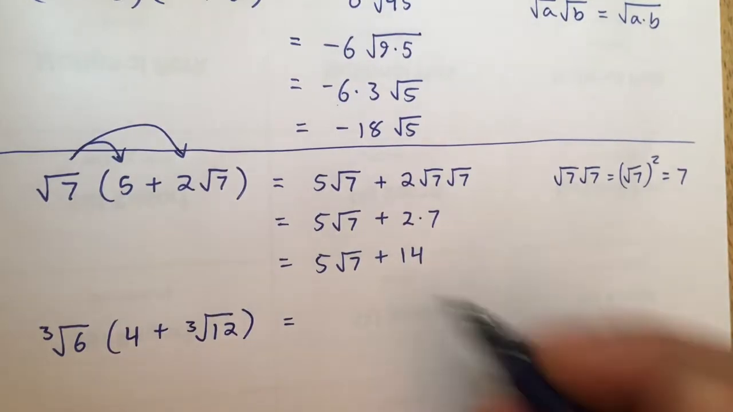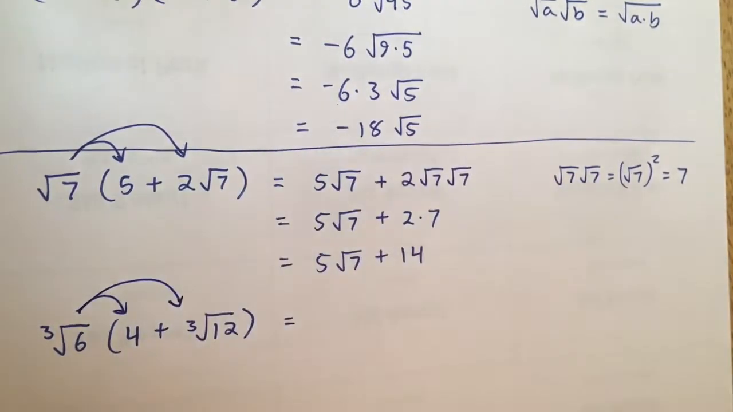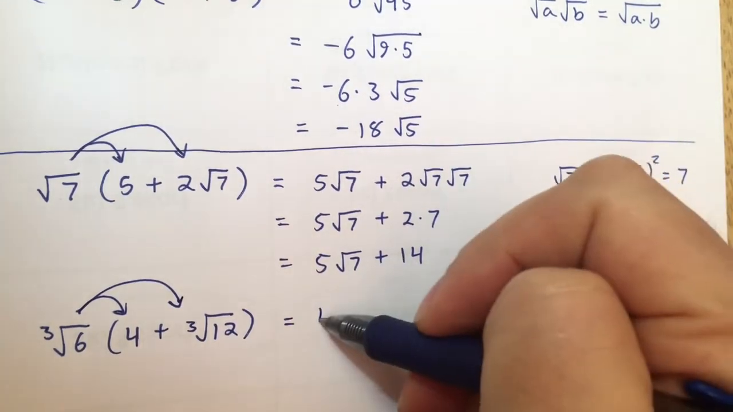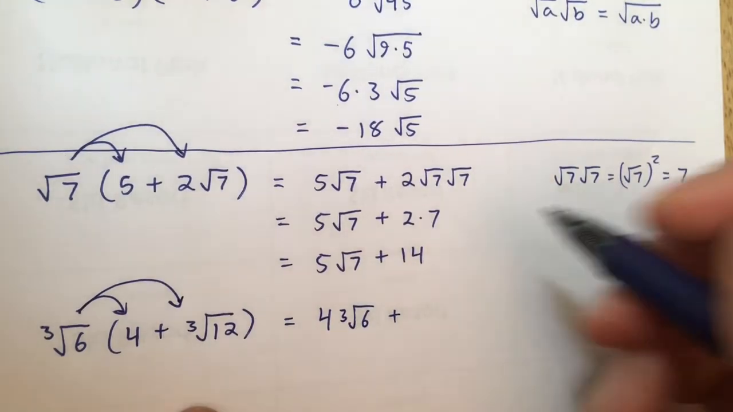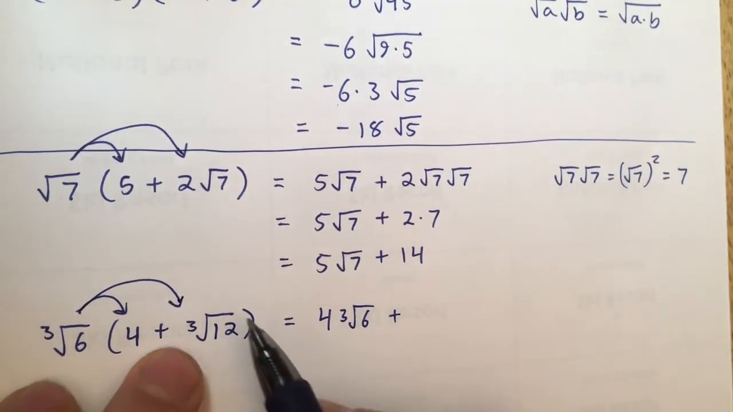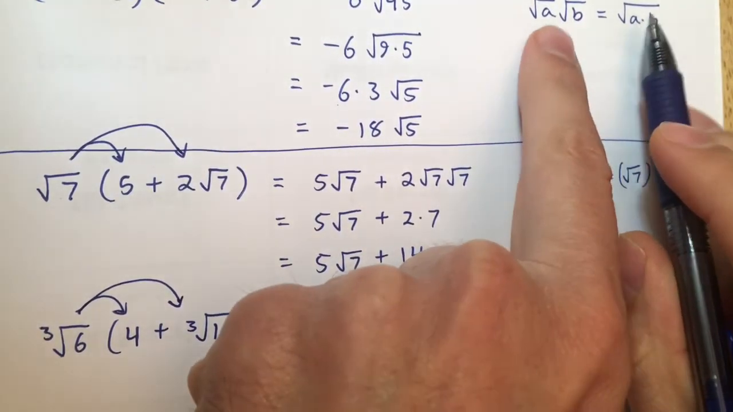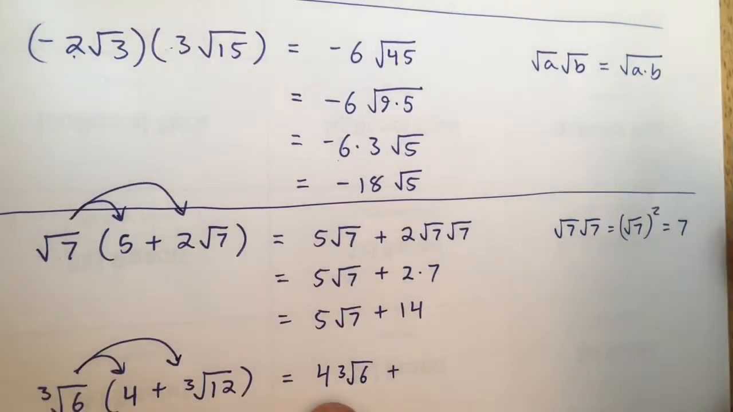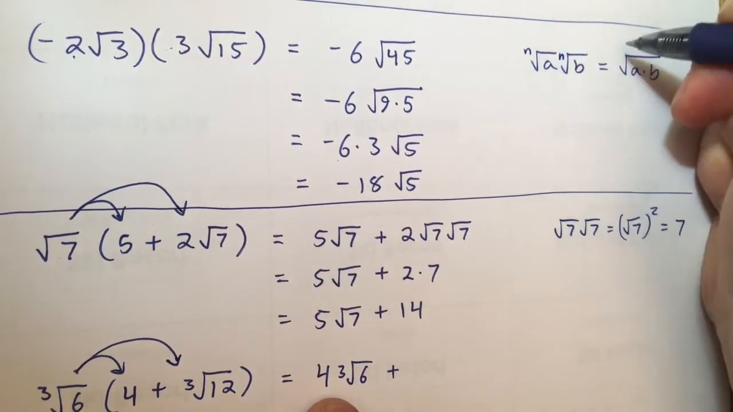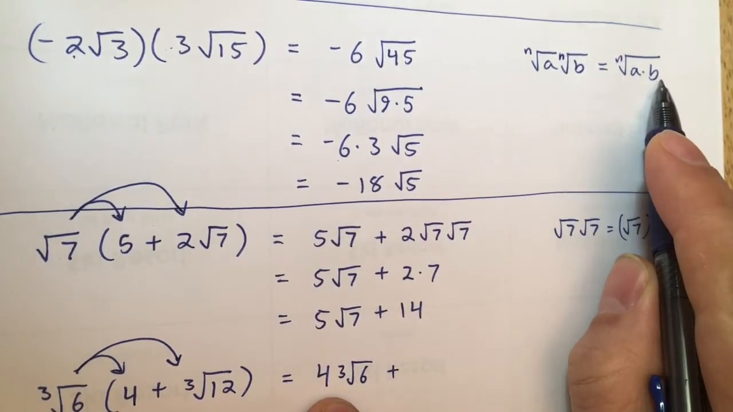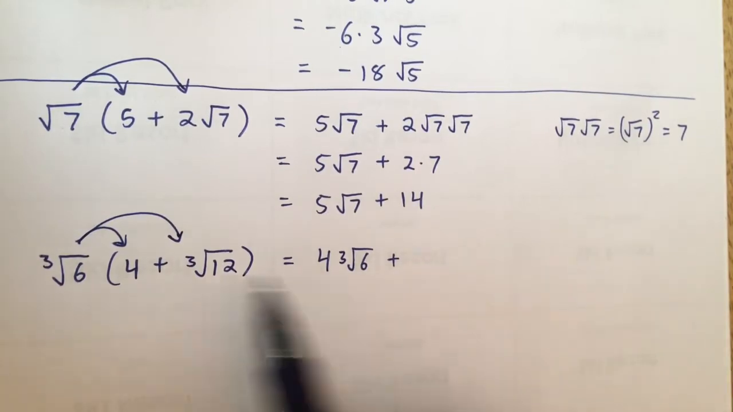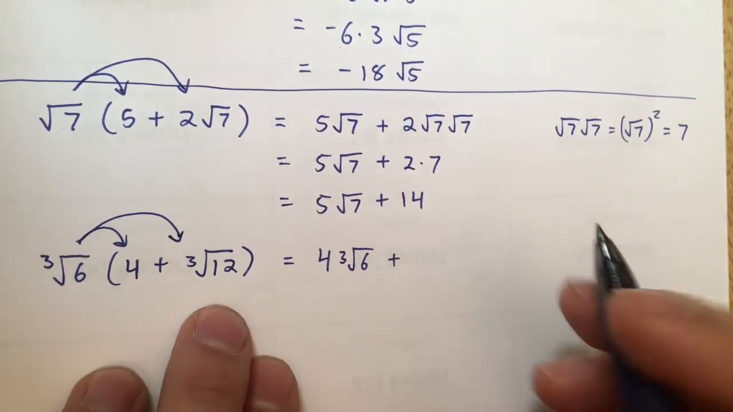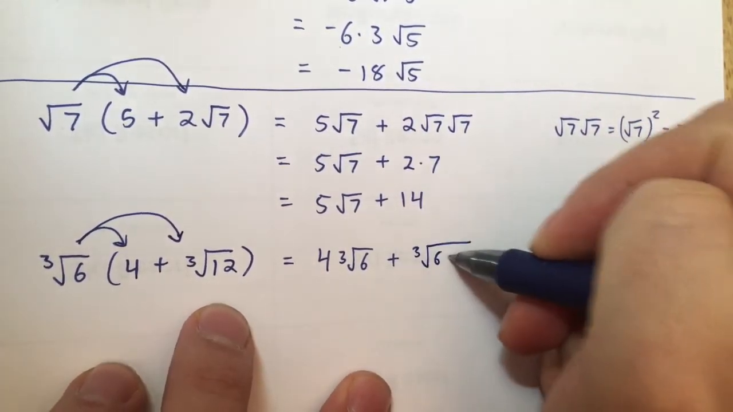Okay, same idea. We're going to distribute here. So I'm going to get cubed root of 6 times 4. That's 4 cubed root of 6. Cubed root of 6 times cubed root of 12. Well, same idea. When we multiply two radicals together, no matter what the index is, this rule still holds. So use that rule with the cubed roots. When we multiply cubed root of 6 times cubed root of 12, we get the cubed root of 6 times 12.